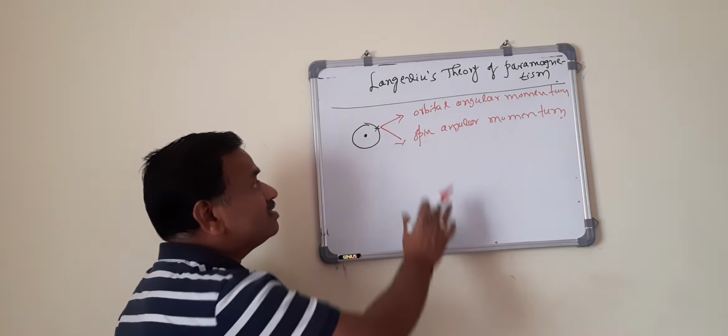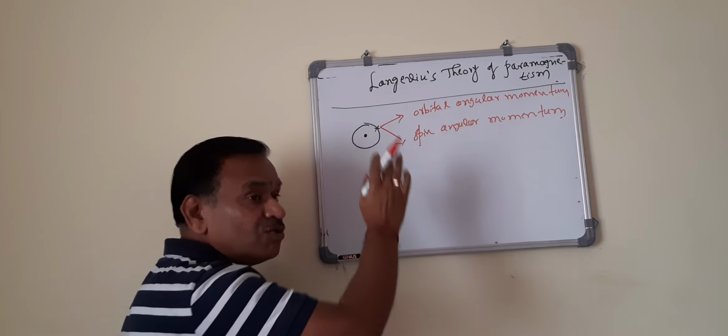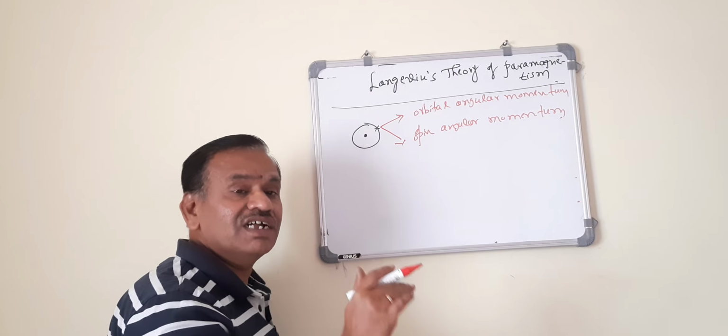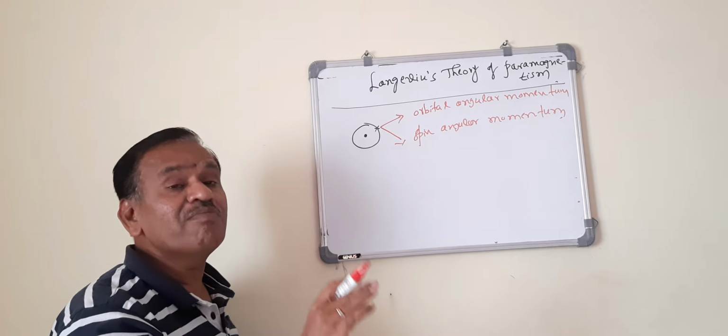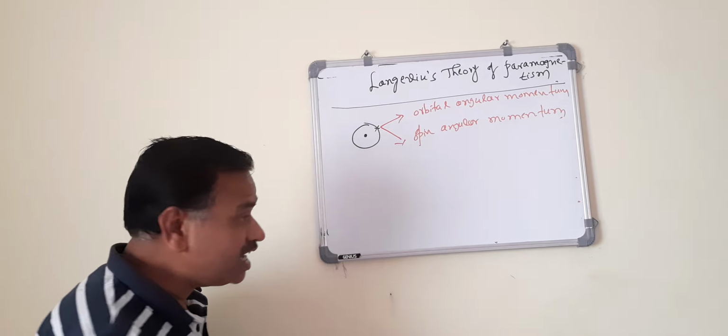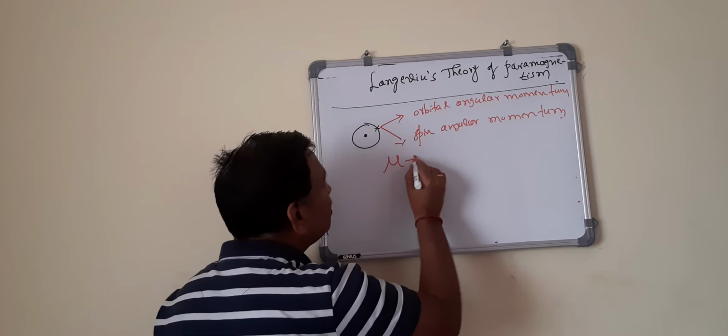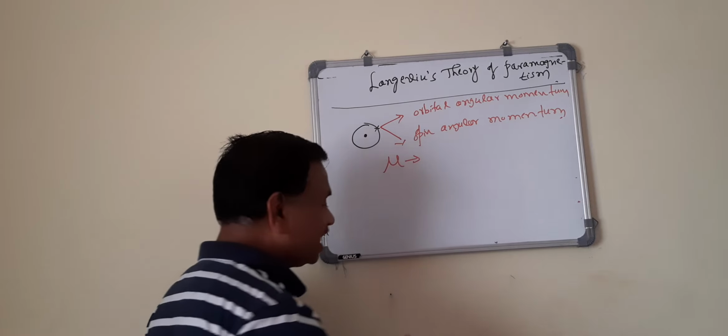One year equals 365 days. Since the electron is a charged particle, when it is in motion there is a current. When there is a current, there must be a magnetic field. When there is a magnetic field, there must be a magnetic moment. I will use the symbol mu, the magnetic moment of each atom. This is the notation I am using in the next derivation. The contribution is because of orbital and also spin.